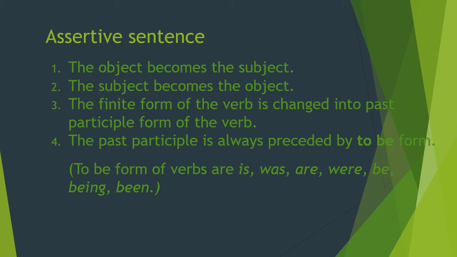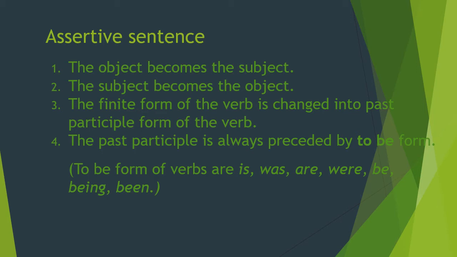Now, what is to be form? To be form of the verbs are is, was, are, were, be, being and been. In our example, I have already told you take, took and taken. In that, taken is the past participle. It could be preceded by is. So, the verb will become is taken. If it is preceded by was, it will be was taken. If it is preceded by are, it will be are taken, were taken, etc. according to the subject-verb agreement.